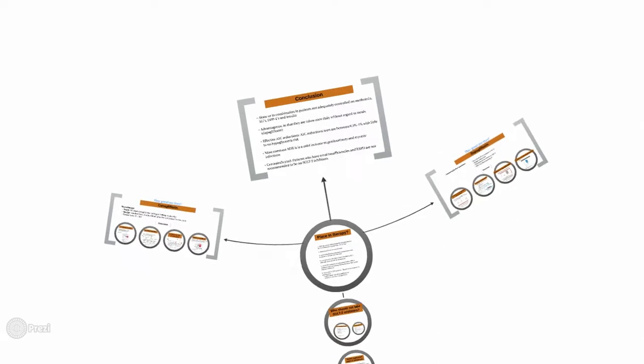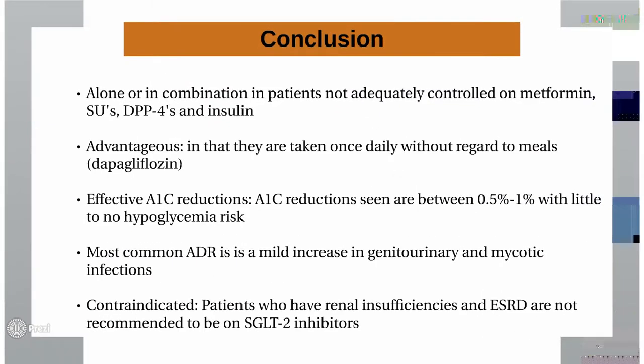So lastly, in conclusion, these are just some summary points, some of the things we went over. And I'm going to keep saying them, so hopefully you guys all got the main points of the presentation. These drugs can be used alone or in combination with some of the drugs that they were studied in, metformin, sulfonylureas, DPP-4s, and insulin. They're advantageous because they are only taken once a day, and you can also take dapagliflozin without regards to meals. But generally, it's recommended to take them in the morning before the first meal of the day, just because they have this potential to lower those postprandial high blood sugars, especially if you take them before you ingest those sugars.